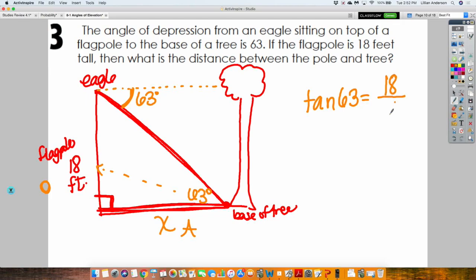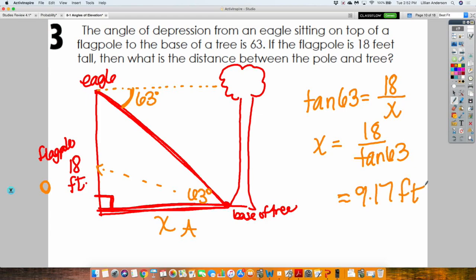Always what over what? 18 over x. By now, you guys should be pros with the variable being on the denominator. I'm going to end up doing 18 divided by tangent 10x. When the variable's on the top, all you do is multiply by the denominator. When it's switched, that's your answer. What is 18 divided by tangent 63? 9.17 feet. Good stuff.